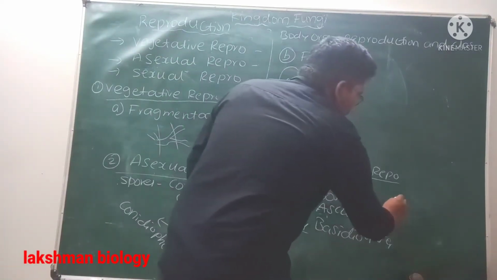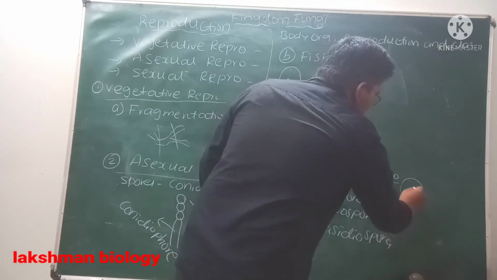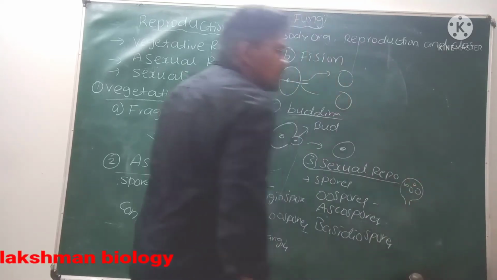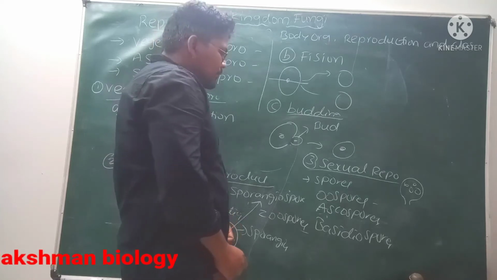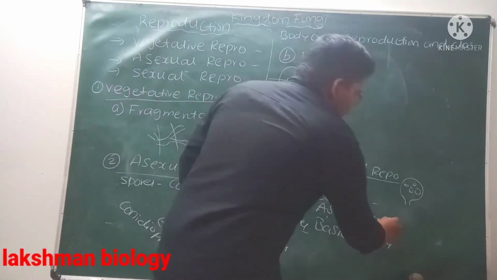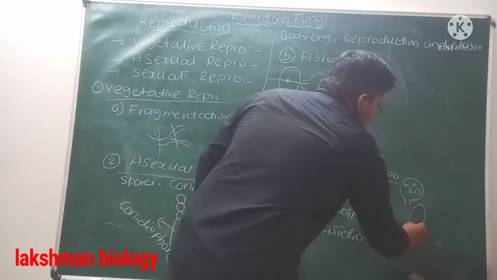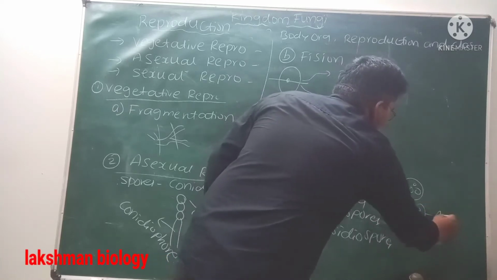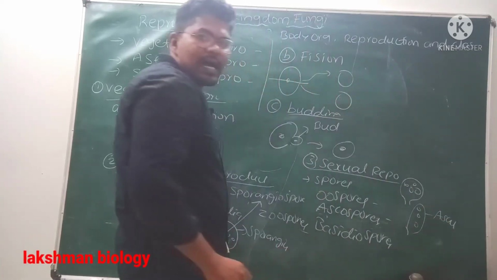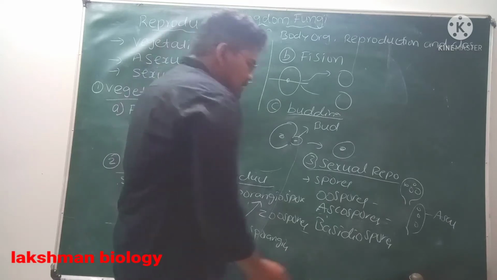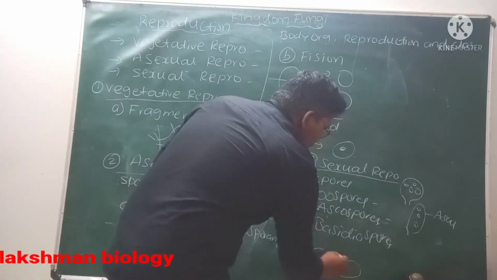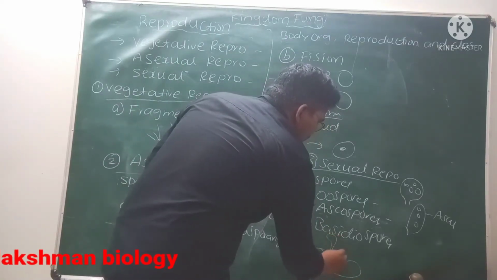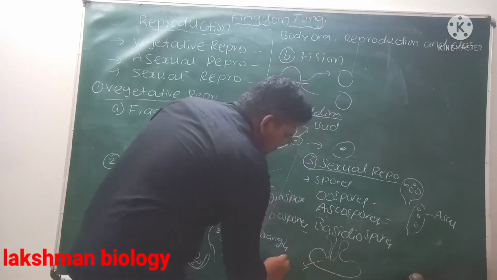If you observe the oospores, they are also endogenous spores. Then if you observe the ascospores, ascospores are also endogenous spores. Those are found within the ascus. Then if you observe the basidiospores, basidiospores are exogenous spores. Those are formed on the basidium. This is the basidium.